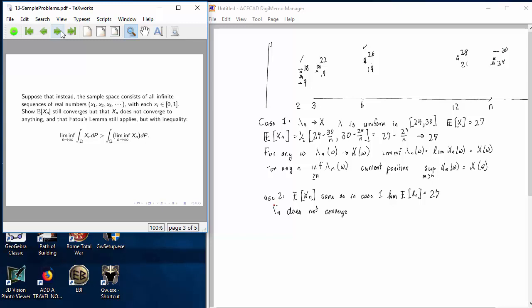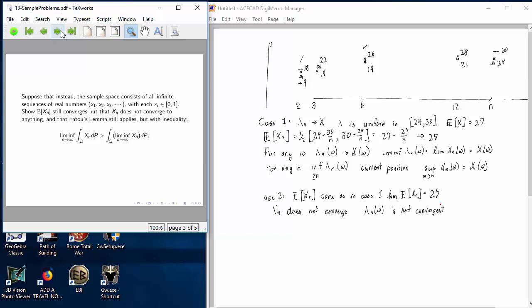However, although x sub n omega is not convergent, it doesn't have a limit, any bounded sequence of real numbers has both a lim inf and a lim sup, and it's easy to figure those out.